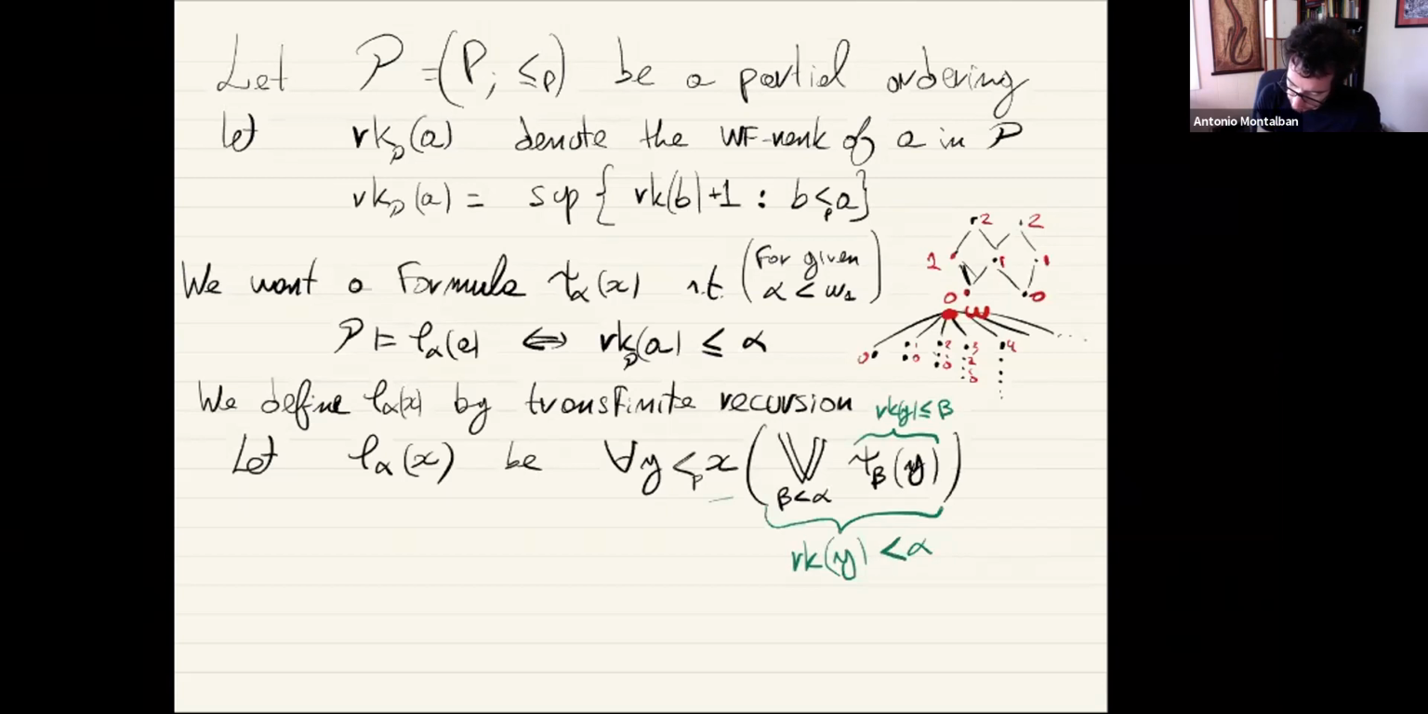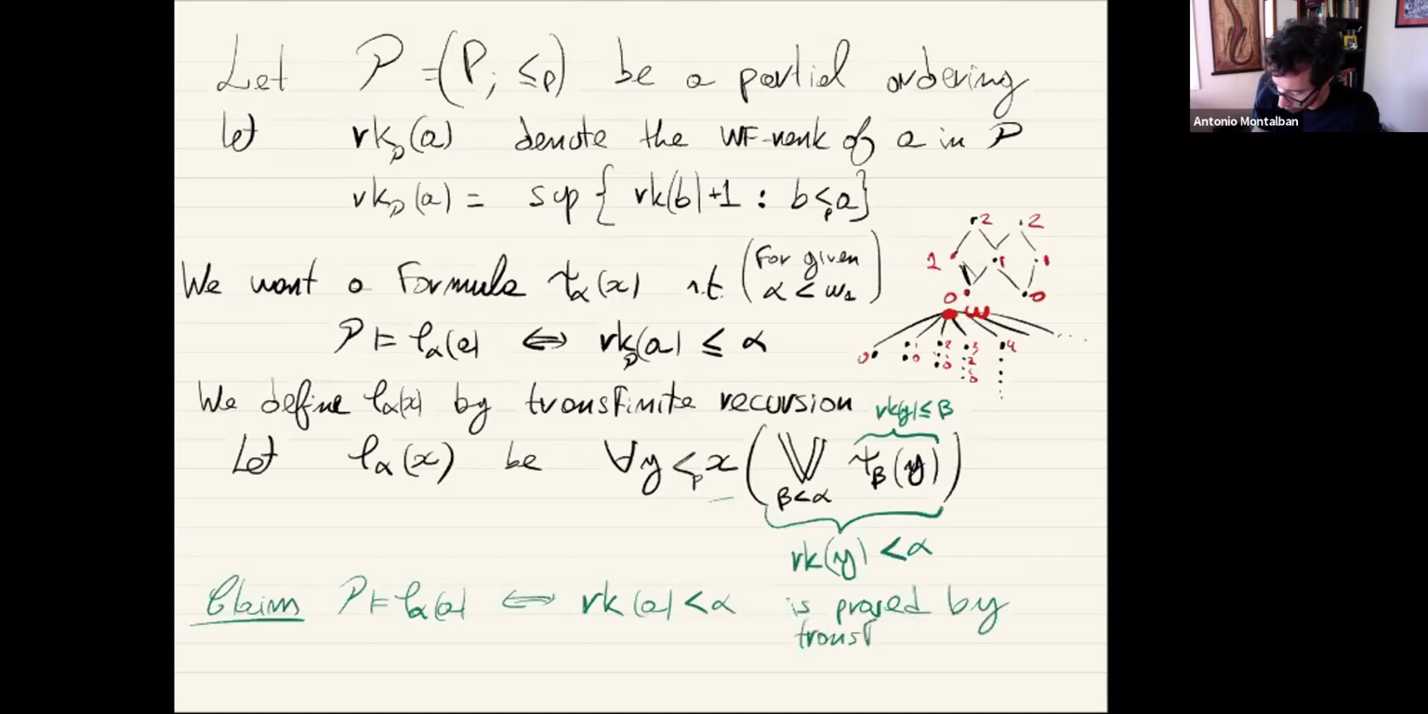So the claim is that the phi is what we want. P models phi alpha A if and only if the rank of A is less than or equal alpha, and this is proved by transfinite induction. So you assume this is the case for all the previous ones, for all the phi sub betas up here, and then you prove it for alpha.